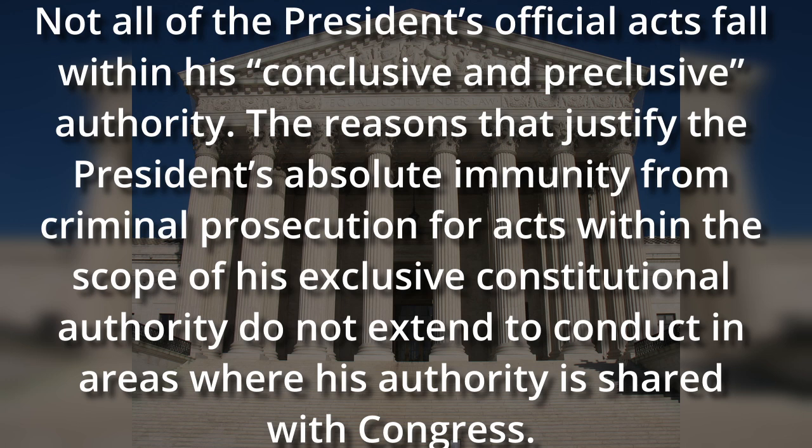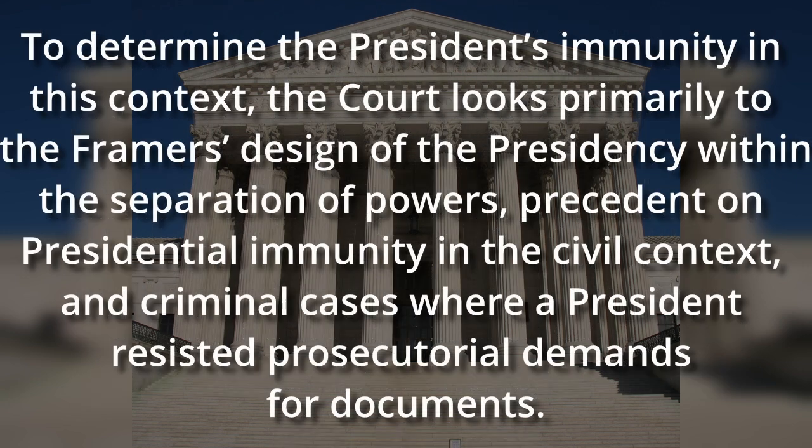The reasons that justify the President's absolute immunity from criminal prosecution for acts within the scope of his exclusive constitutional authority do not extend to conduct in areas where his authority is shared with Congress. To determine the president's immunity in this context, the court looks primarily to the framers' design of the presidency within the separation of powers, precedent on presidential immunity in the civil context, and criminal cases where a president resisted prosecutorial demands for documents. Do you see the contradiction?